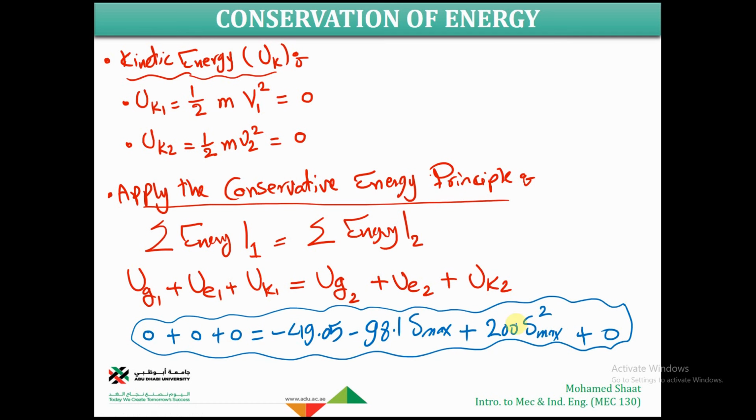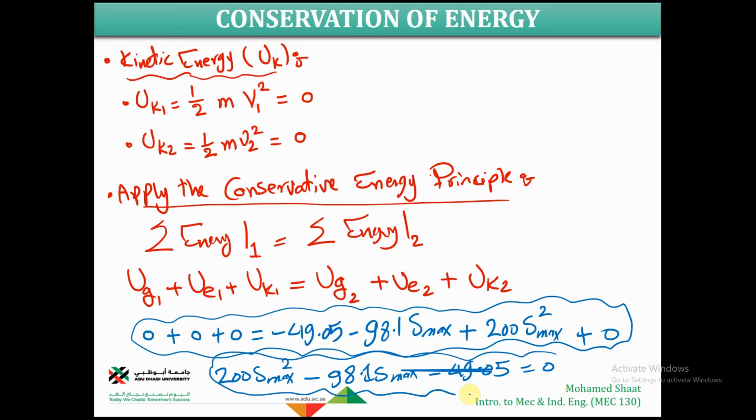So simply, we're going to end up with this quadratic function of 200 S maximum squared, negative 98.1 S maximum, negative 49.05 equals 0, if we just arrange this equation. This is going to give us a quadratic function where you can simply use the quadratic formula, or you can use the calculator to calculate the maximum compression.